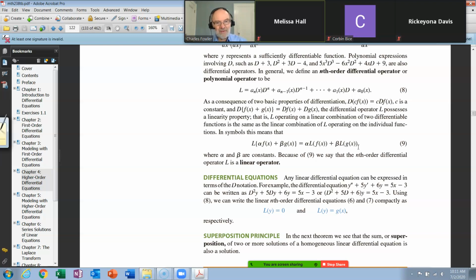Remember, the L operators are your linear combination of your differential operators. These alphas and betas are constants, and because of this, we say that the nth order differential operator L is a linear operator. Basically, these two features here guarantee this. This summarizes them put together.